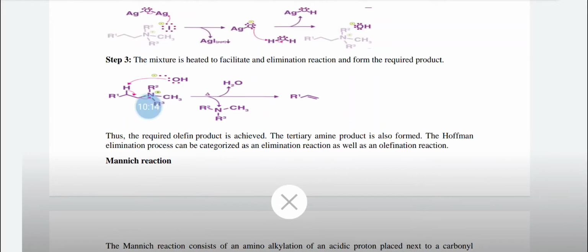The next step, this OH minus abstracts a proton and the bond will be shifted like this. Finally NR3, R2 and CH3 will be eliminated, and also what molecule is eliminated? The remaining will be an alkene.